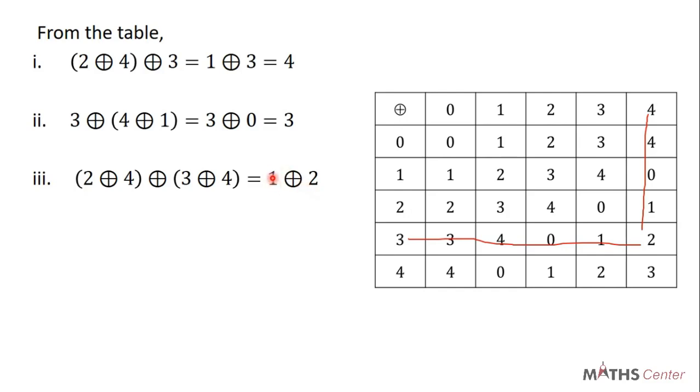So now you have to find 1 plus 2 from the table. We are going to find 1 plus 2 from the table and it will give us 3. This means that 2 plus 4 plus 3 plus 4 is equal to 1 plus 2, which is equal to 3. Remember that in an examination, you don't have to draw the arrows in the table. I drew them to show you how to pick the values from the table.